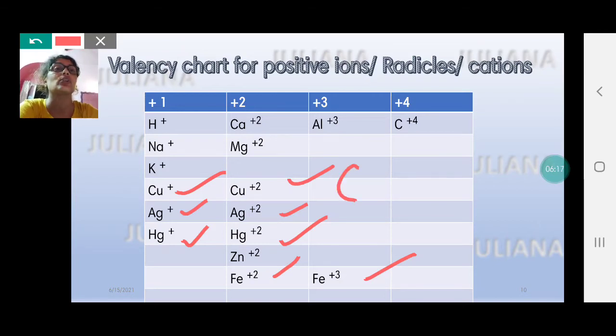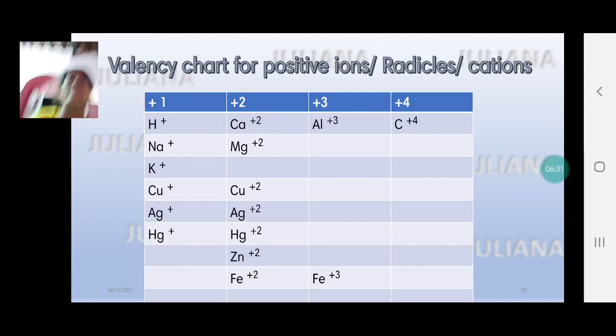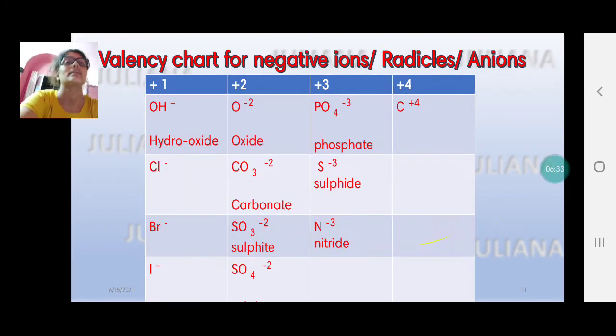Many times it's also written as Cu(I), that is the lower valency, or Cu(II), that means it shows the double valency. So some of these elements have variable valency, sometimes 1, sometimes 2.